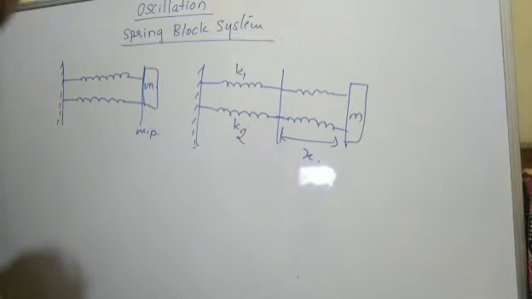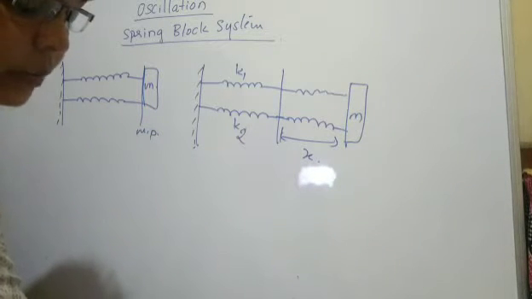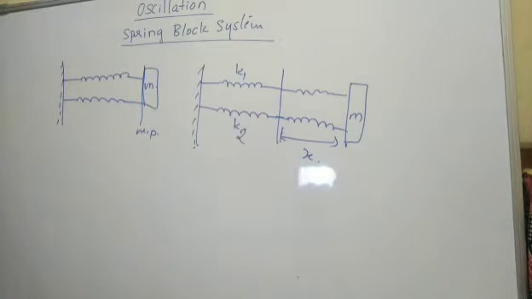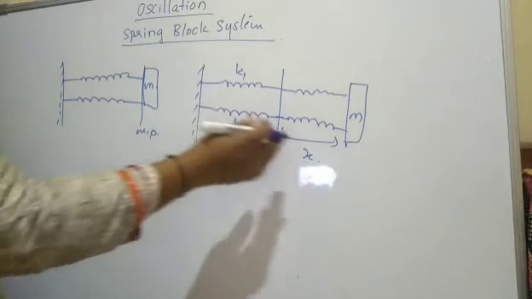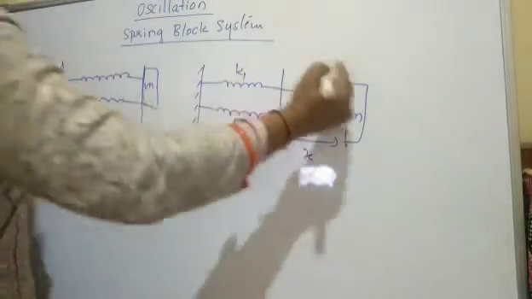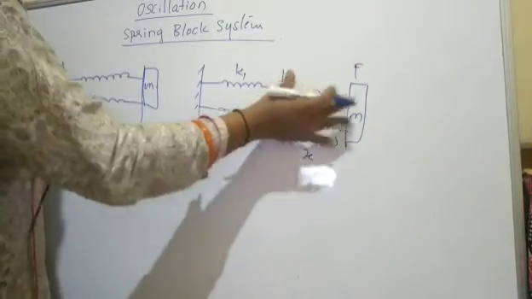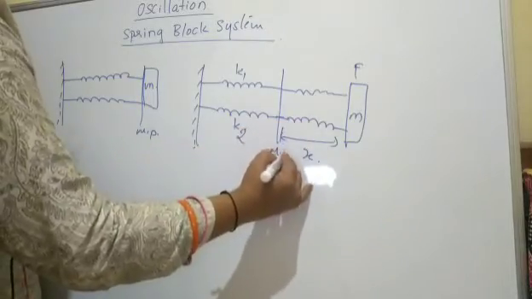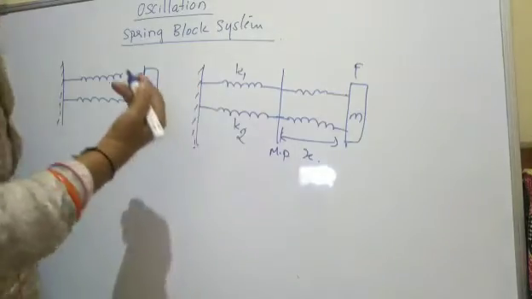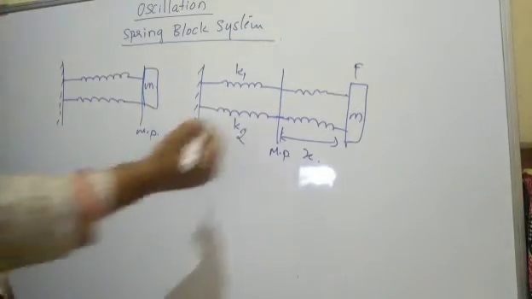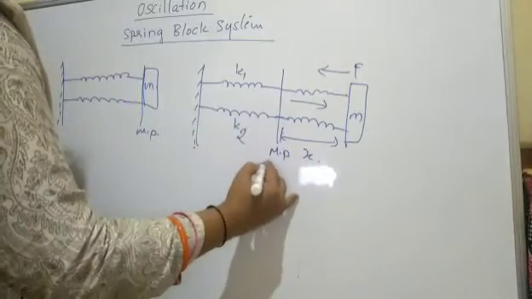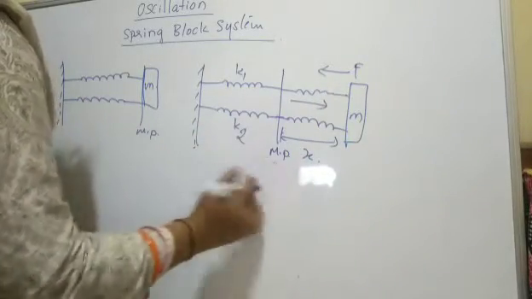Now we have to cross check what kind of time period is experienced by the block, where x is the displacement of the block and a restoring force is produced. So a force is acting here. If you stretch it, displace it from the mean position and release it, it moves in the backward direction. Displacement is in this direction, force is in the opposite direction, so it is experiencing simple harmonic motion.